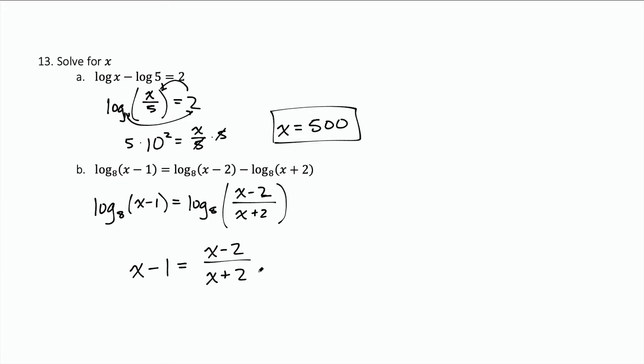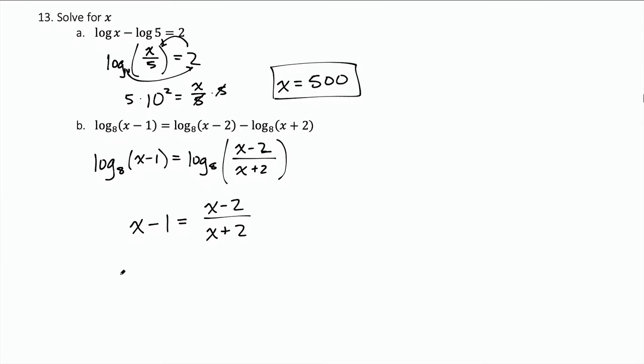Okay, now we'd like to solve for x. Now this is just a basic rational equation. If I multiply both sides by x plus 2, x plus 2 cancels over here. And then I can multiply everything out over here on the left. That gives me an x squared plus x minus 2, equals, on the right, I just have the x minus 2.